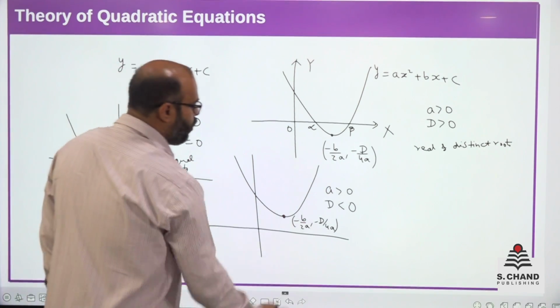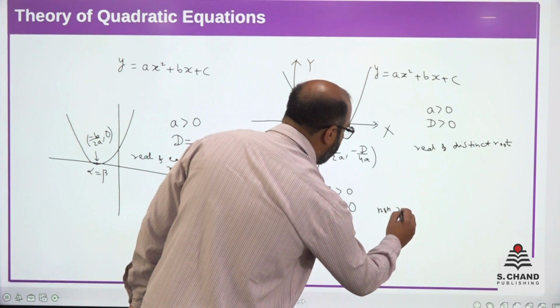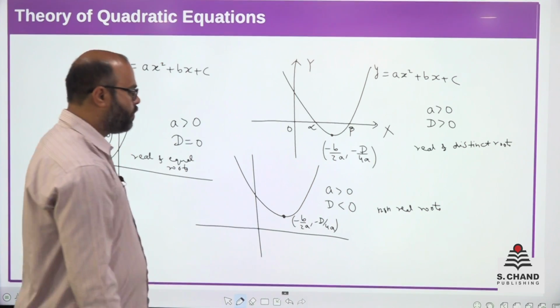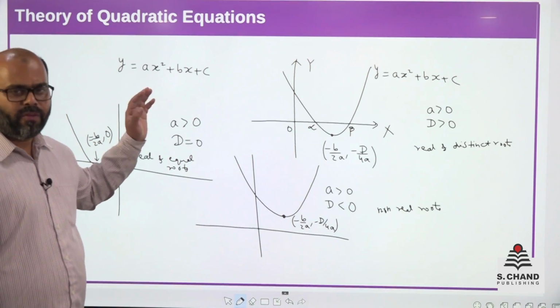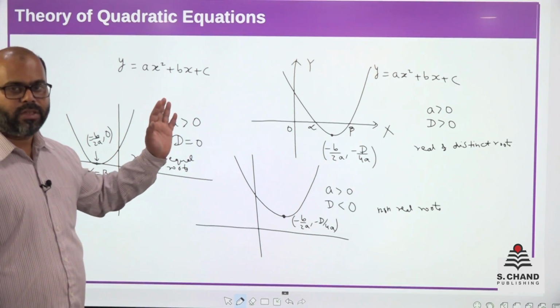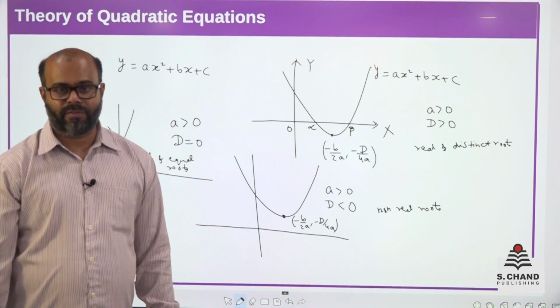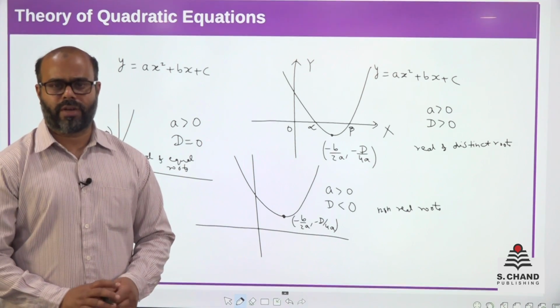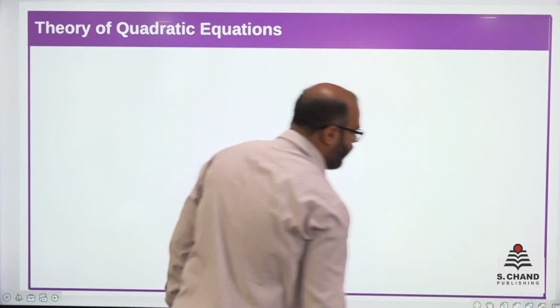And if you talk about this third condition, you will say non-real roots, which we also say imaginary roots. Now these are the three cases of upward opening parabola if the coefficient of x square is positive. But another case could be a coefficient of x square is negative. Coefficient of x square cannot be 0, because in that case it won't be a quadratic equation anymore.